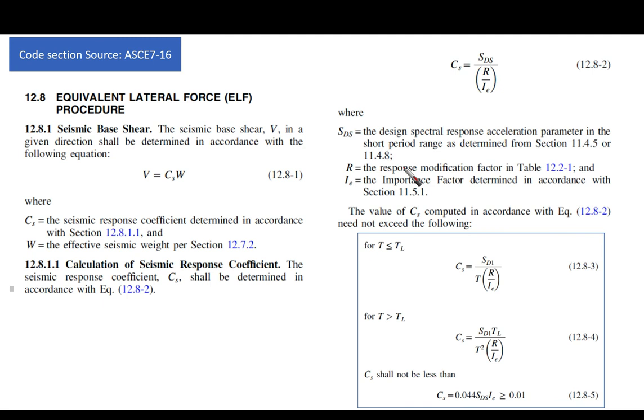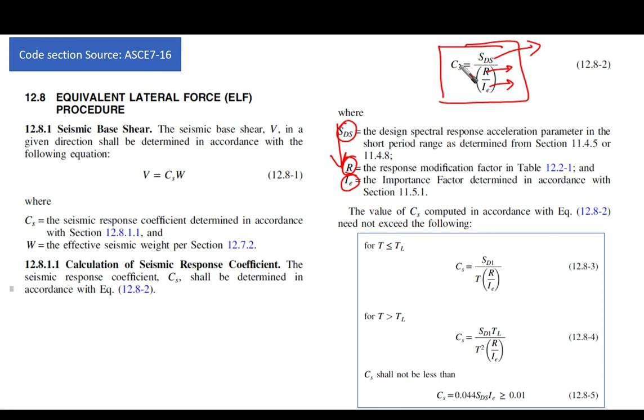So the first one, which is the general one, equals SDS over R over IE. R is the response modification factor, and IE is the importance factor for seismic or earthquake. And SDS is the design spectral acceleration for short period. These items are already defined; I explained them in detail in the previous videos.